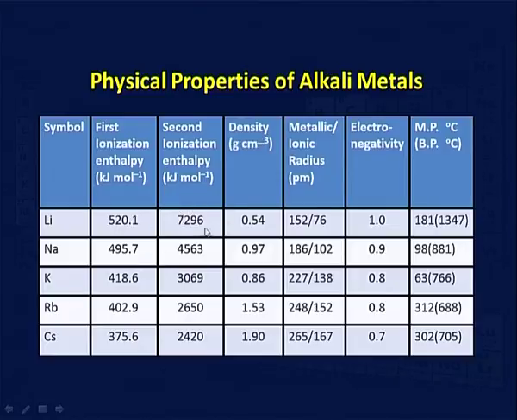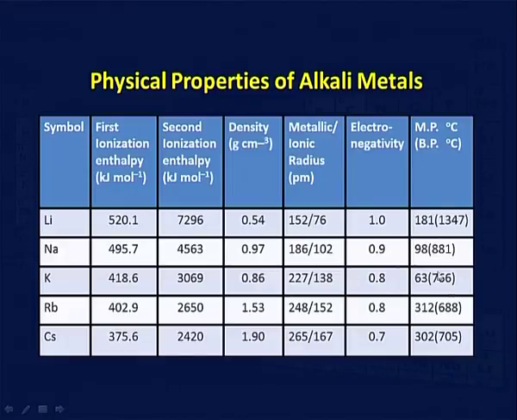So, you can see that, and as we go down the group, because of the increase in shells, they keep on decreasing in that order. You can see this 4500 odd, this 3069, this 2650, 2420. So, you can see that the second ionization energy is very high, and they do not form any compounds in this oxidation state. Now, coming to density, again you can see the density as we go down the group.